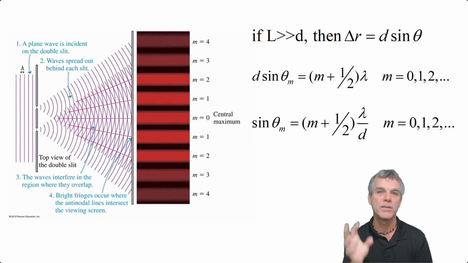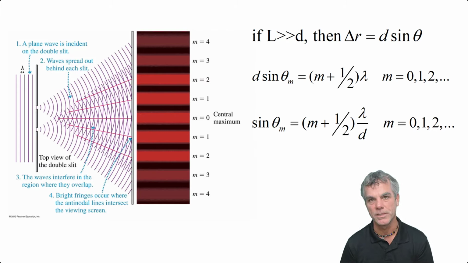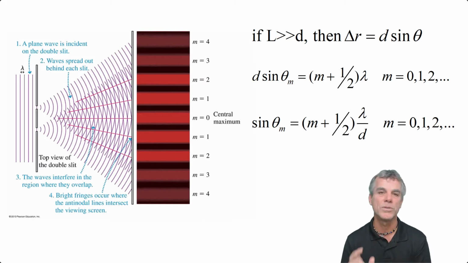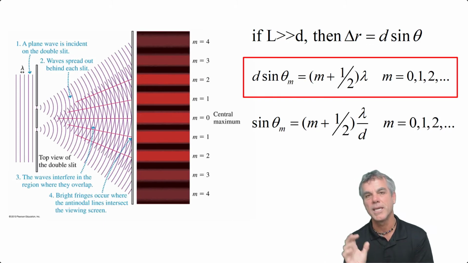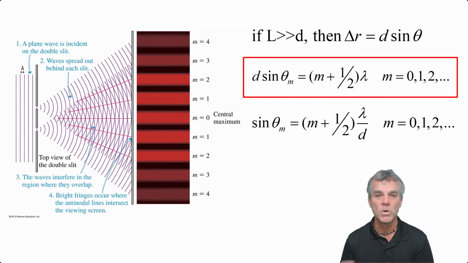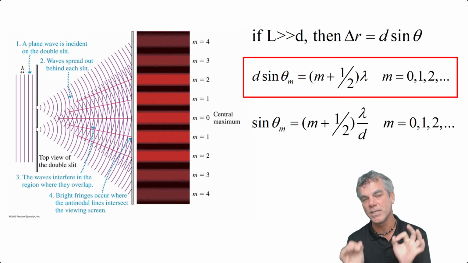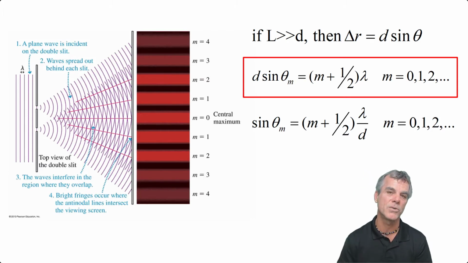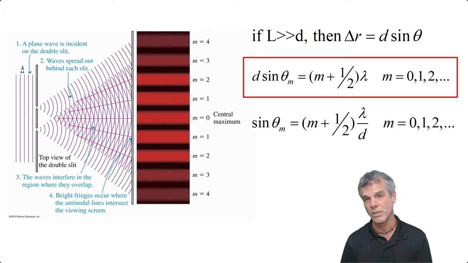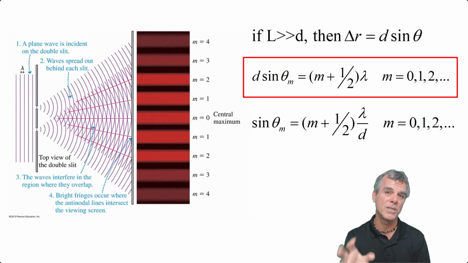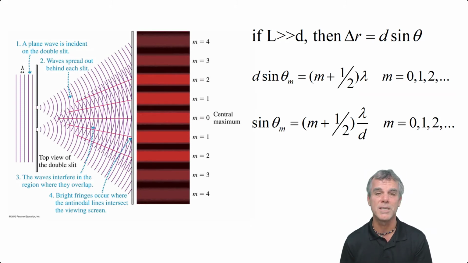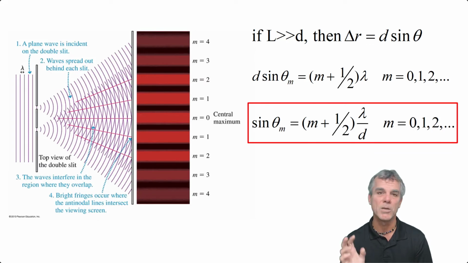Similarly, the condition for fully destructive interference, instead of delta R equals m plus a half lambda, becomes d sine theta equals m plus a half lambda, or d sine theta m equals m plus a half lambda. This will give us the conditions necessary for fully destructive interference or for a dark fringe. So if I want to know the location of the dark fringes, I just need to solve sine theta m equals m plus a half lambda divided by d.